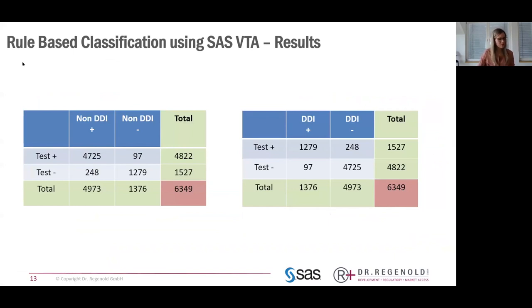So for the non-DDI, the true positives were 4,725. The false positives were 97. The false negatives were 248. And the true negatives were 1,279. For the DDI, it was 1,279 true positives, 248 false positives, 97 false negatives, and 4,725 true negatives.